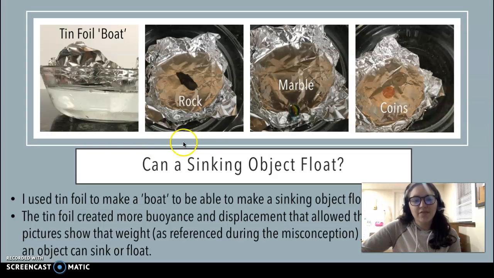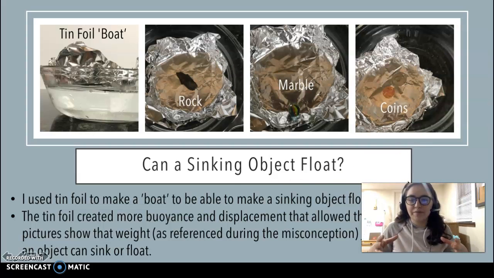So I used tinfoil to make a boat to be able to make a sinking object float. So you can see here on the left, I have a picture of the tinfoil boat floating, and then I have a picture where the rock, marble, and coins were all placed in the tinfoil. The tinfoil created more buoyancy because there was more surface covering the water, and the displacement forced more water out of the way that allowed the objects to float.